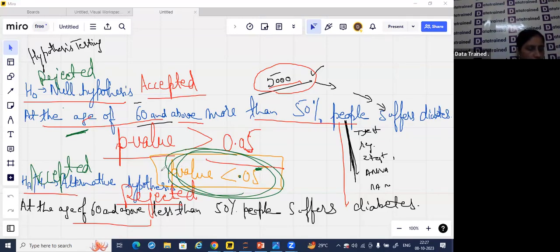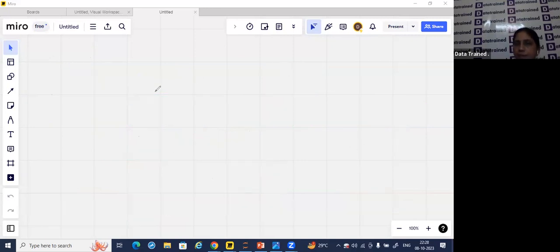All this happens with the help of the test only. Either it is accepted or rejected. If the p-value is less than 0.05, we can say the null hypothesis is rejected. It means at the age of 60 and above, more than 50% of people are not suffering with diabetes; less than 50% of the people are suffering from diabetes. So once we do the test, we need to understand the p-value.